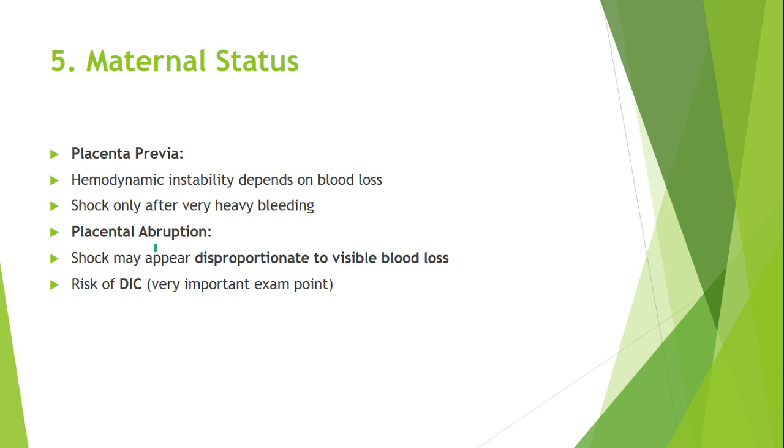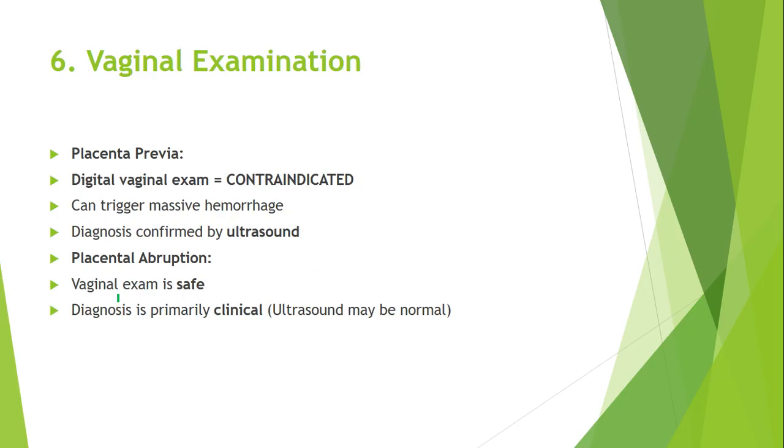While in placenta abruption, shock may appear disproportionate to visible blood loss. So in placenta abruption, the blood loss may be little, but there will be shock. Hence, some of the blood is retained in the placenta or within the uterus. So you wouldn't see much bleeding, but there will be shock. So there's risk of disseminated intravascular coagulopathy. Very important exam point, so you should never forget that in placenta abruption there is high risk of disseminated intravascular coagulopathy.